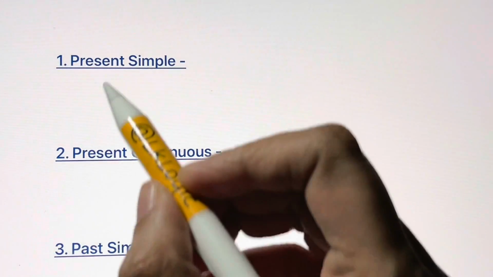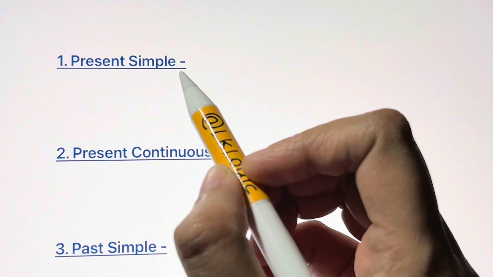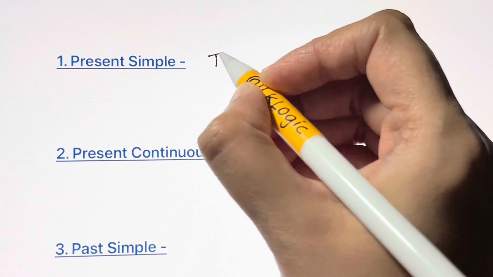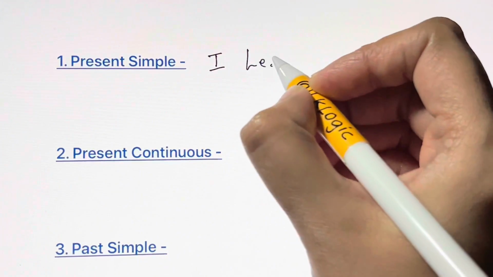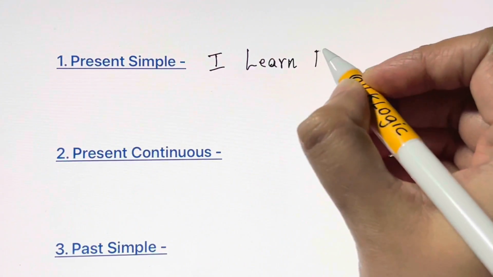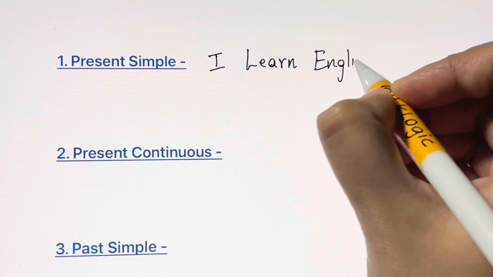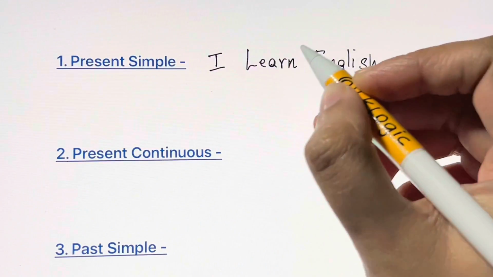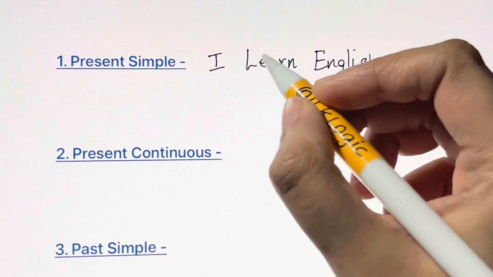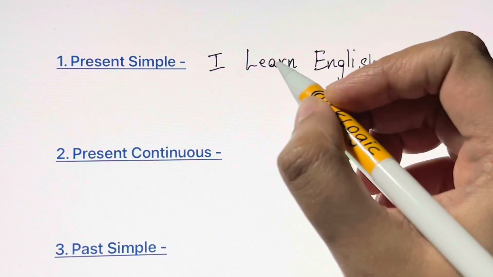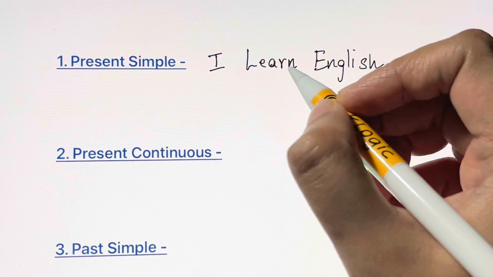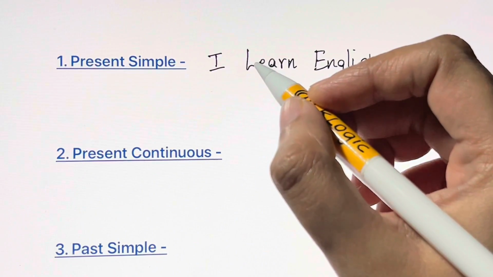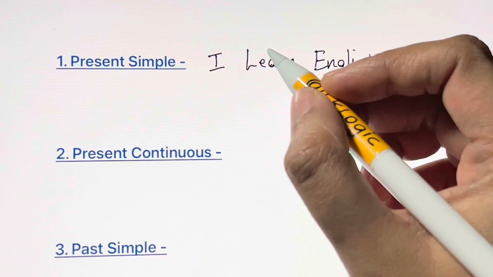The first is present simple. In present simple, we say I learn English. Now, when you're talking in third person, you can also say he learns English. You just have to add an S or ES to the verb when you're talking as a third person. He learns English. She learns English.